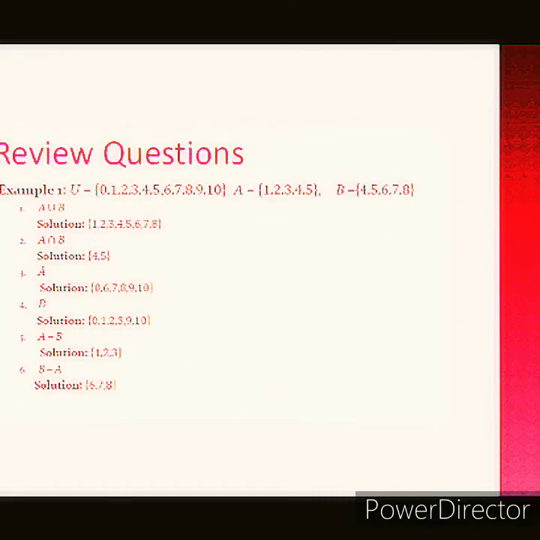Here are some examples based on the set operations. In the first one, the universal set is given as from 0 to 10. The set A is 1, 2, 3, 4 and 5, and the set B is 4, 5, 6, 7 and 8. You have to find A union B, A intersection B, A complement, B complement, A minus B and B minus A.